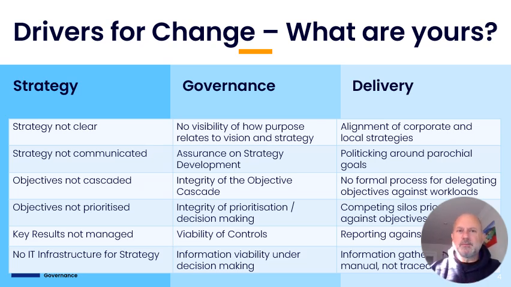So you might have some drivers for change which are related to poor strategy or poor communication or control of strategy. Alternatively, related in the governance space, maybe your organization isn't particularly great at making decisions and controlling how it operates. And for example, you might not have visibility of the methods for how you prioritize, and you may see work and objectives followed that you just don't understand the priority for. So maybe there are some drivers there from a governance perspective.